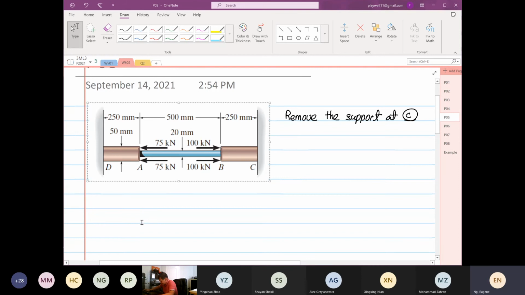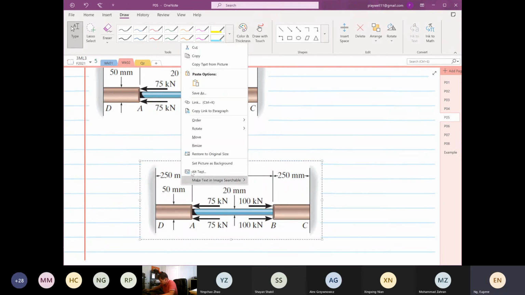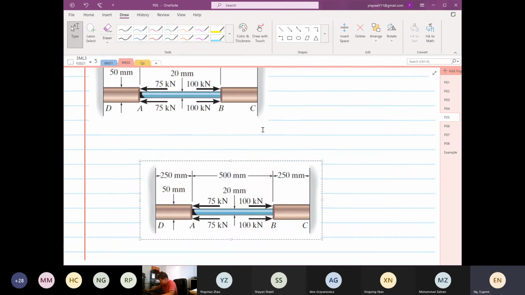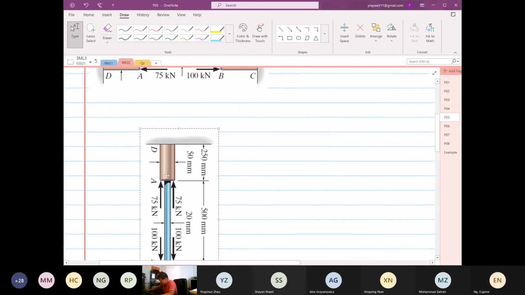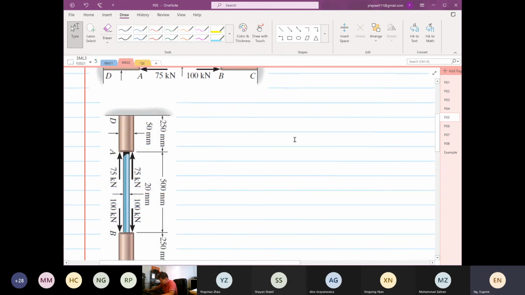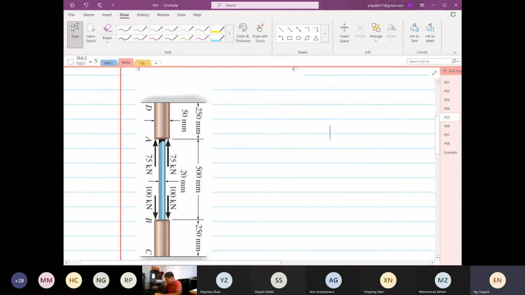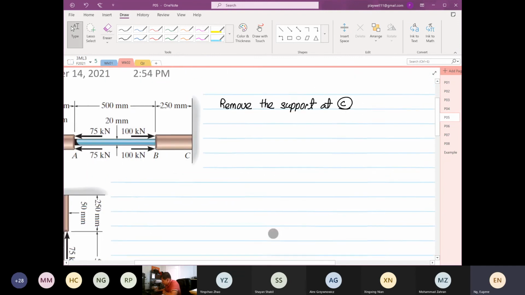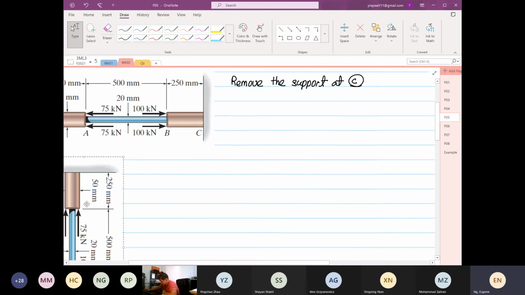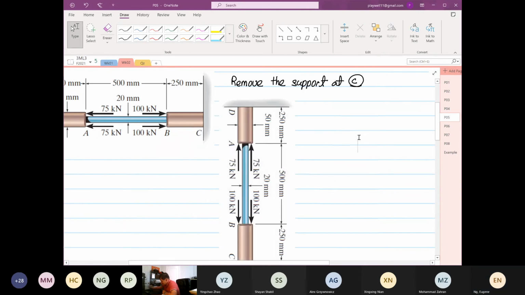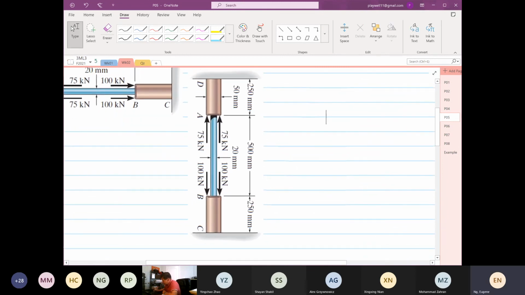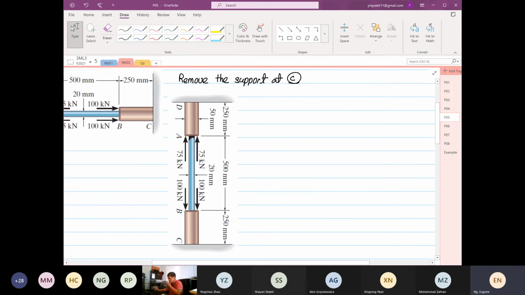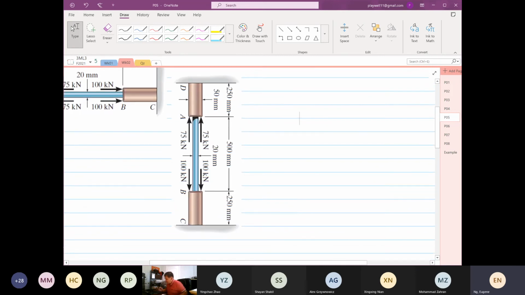So I'm going to copy, I'm going to paste. I'm going to rotate this right by 90 degrees. Now I have a better image of what is going on. We are going to remove the support at point C. So now it's easier to visualize, right? I'm going to remove the support at point C.